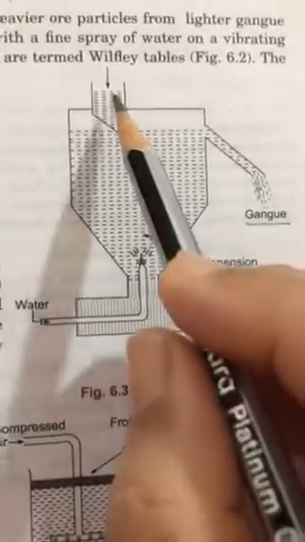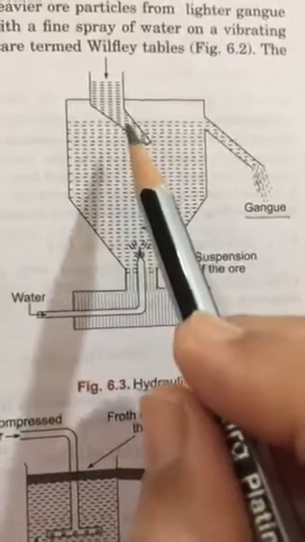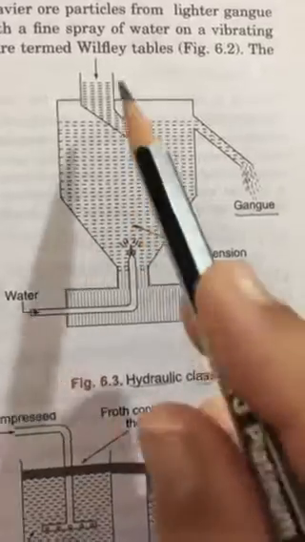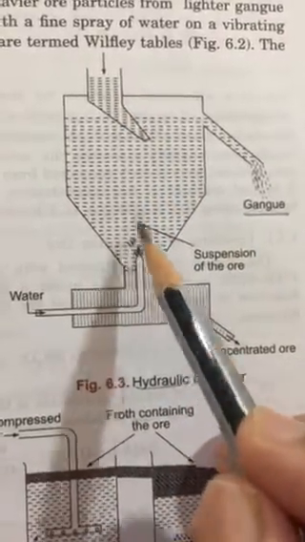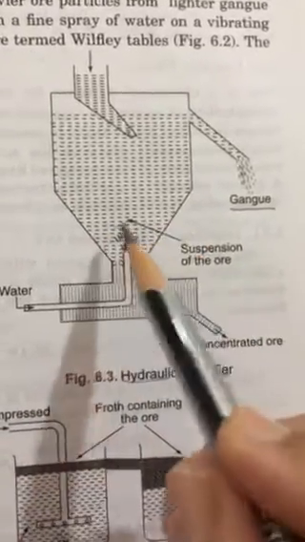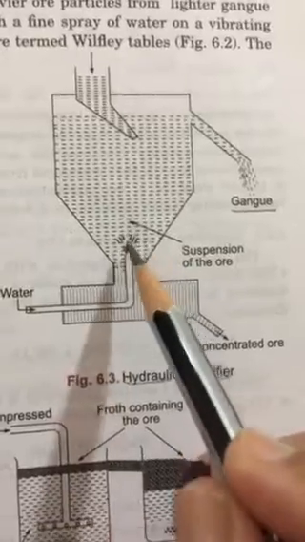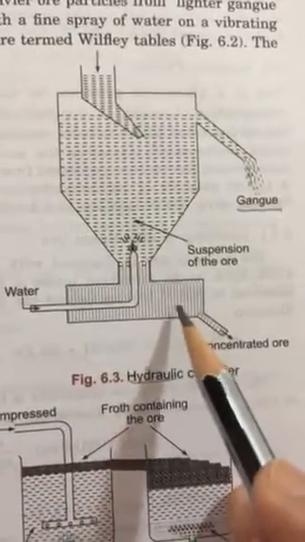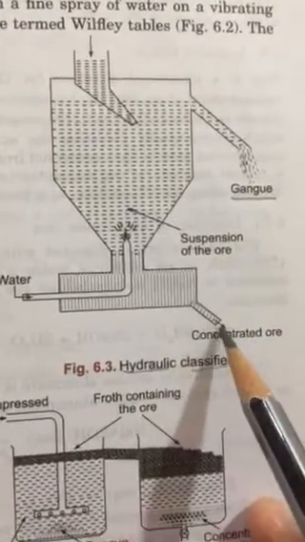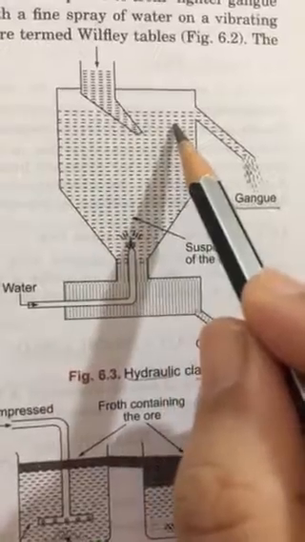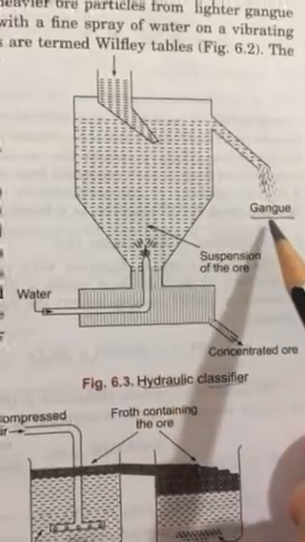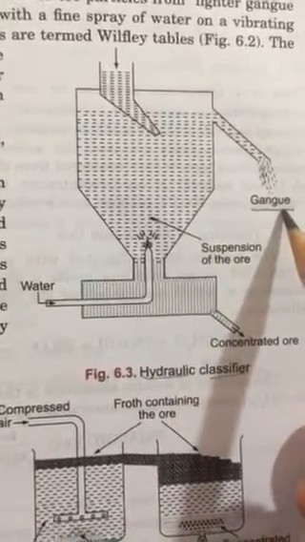So once again, crushed ore which has a lot of impurities in it would be put into this chamber. Then water would also be allowed to come along with the ore through this jet pump. A suspension of the ore would be formed such that the heavier particles of the ore settle down at the bottom and can be collected through this ejection tube, while the impurities would stay at the top and would be collected through this outlet. The impurities are known as the gangue.